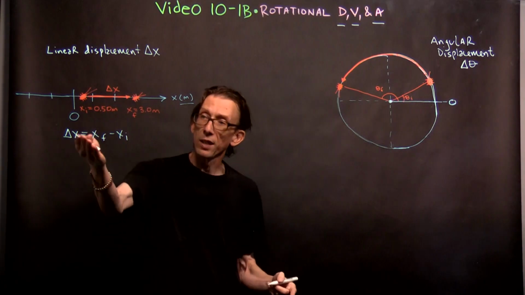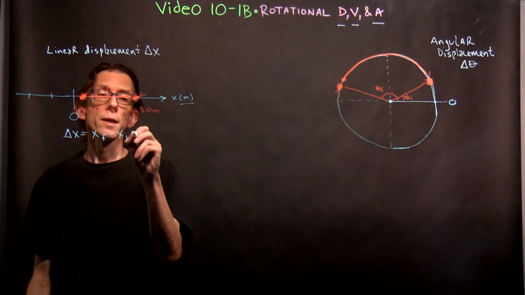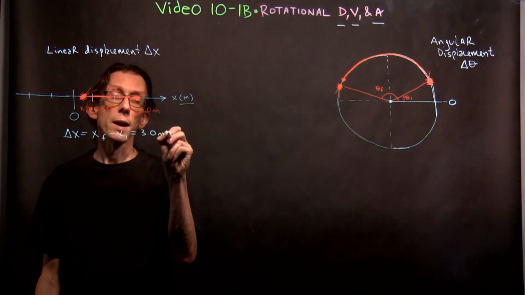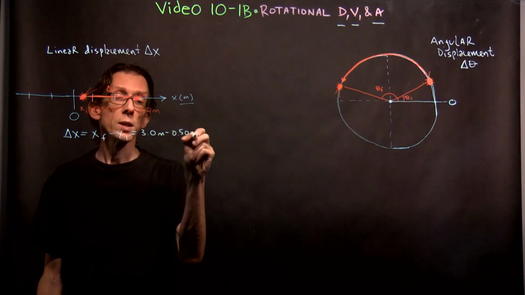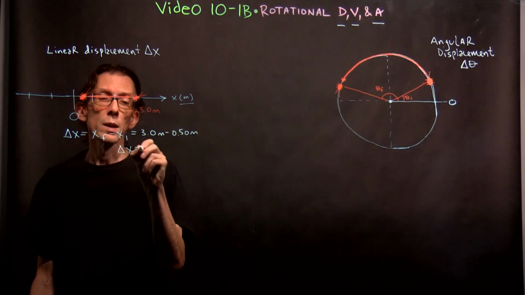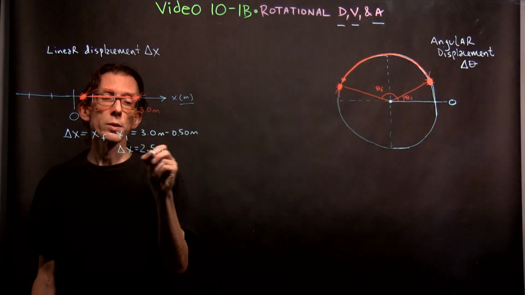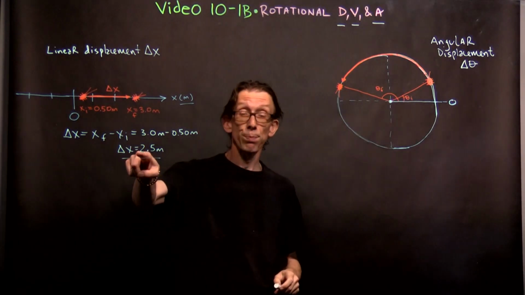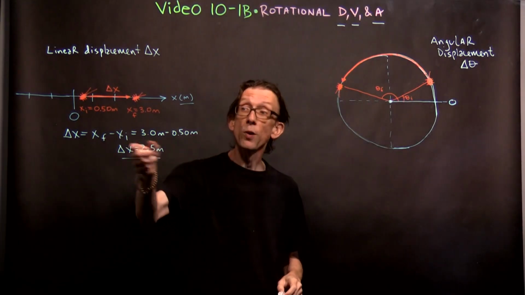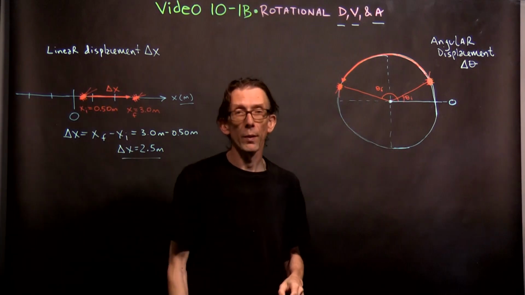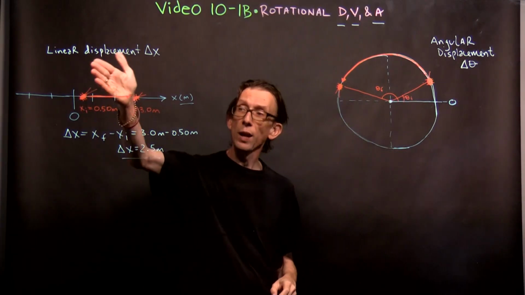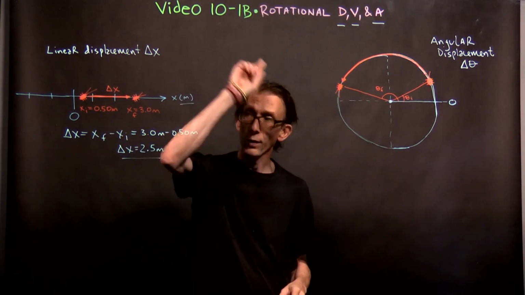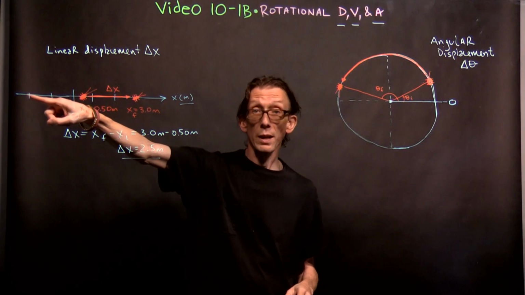Delta x is x f minus x i. So in this case, the displacement of the bug is 3.0 meters minus 0.50 meters, and the displacement of the bug is 2.5 meters, right? And the positive sign that's not explicit here tells you that the bug moved in what we have defined as the positive direction. Had the bug started at 3 and gone until 0.5, the displacement would be negative 2.5 because the bug would have gone in what we define to be the negative direction.